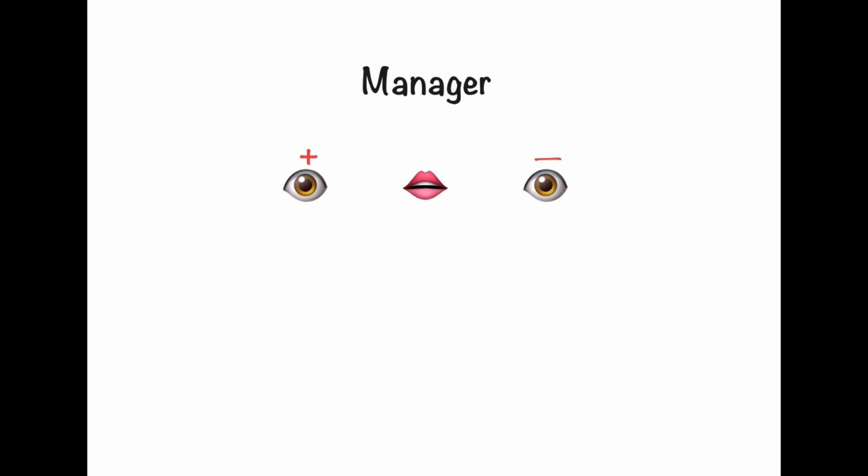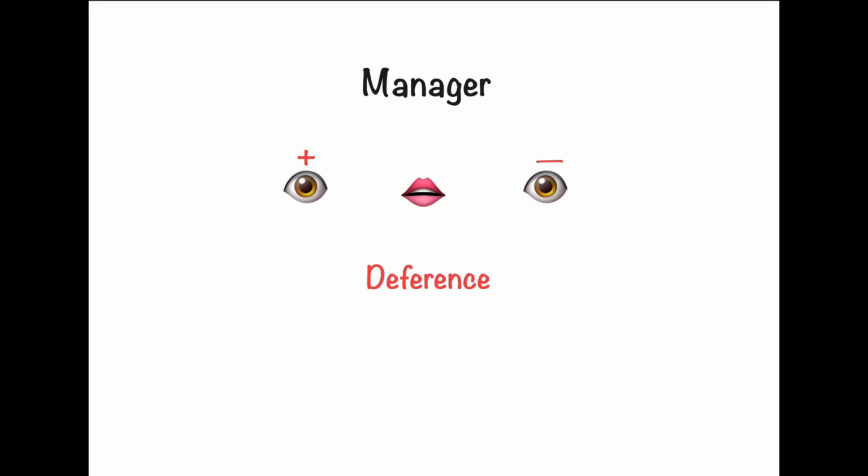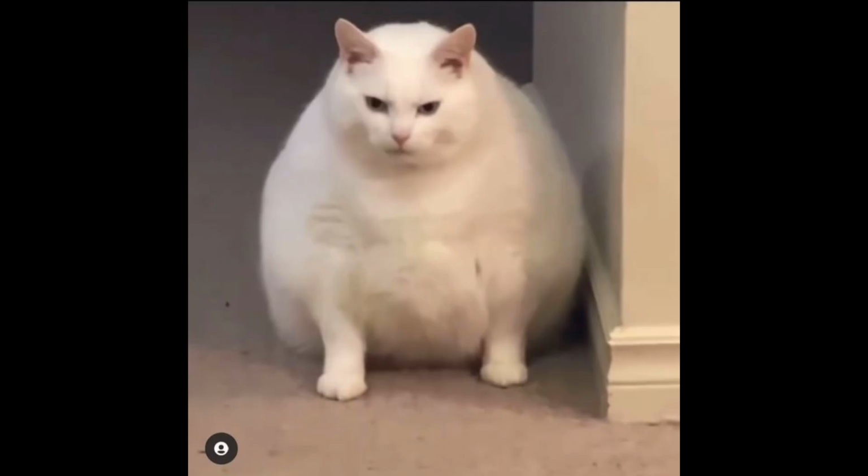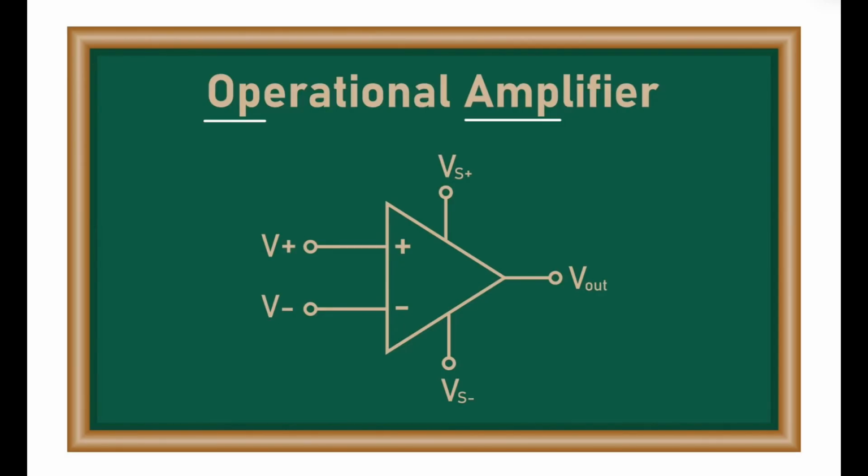The most important idea to remember is that an op amp does not care about absolute voltage. It only cares about the difference between its two inputs. Small difference in, big difference out. So the op amp is not scary. It's just an extremely sensitive device that hates difference and loves feedback. Once you understand that, most analog circuits suddenly make sense.